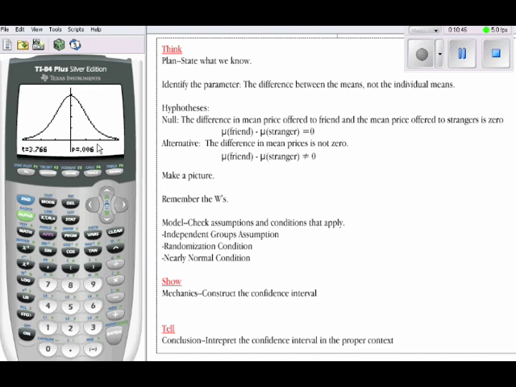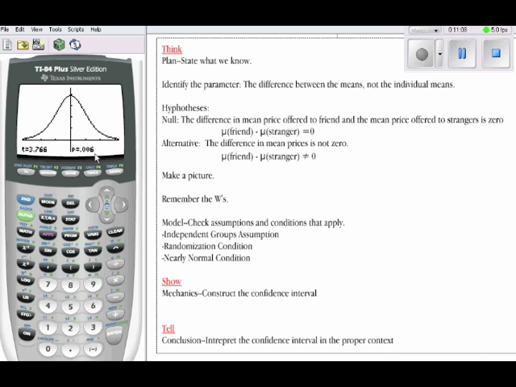So you would reject the null hypothesis and conclude that the people are likely to offer a friend a different amount than they would offer a stranger for a used camera, and possibly for other similar items that were on the list. And that would be perfectly acceptable for your answer here.